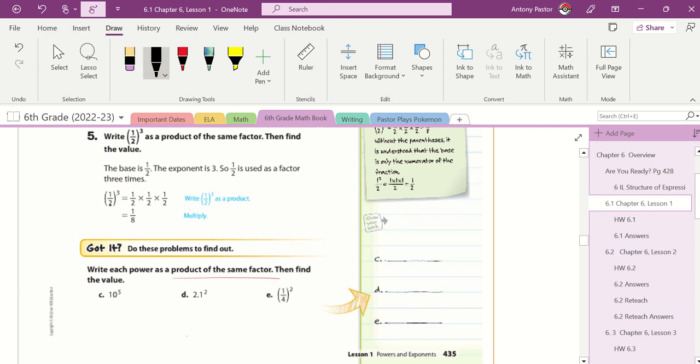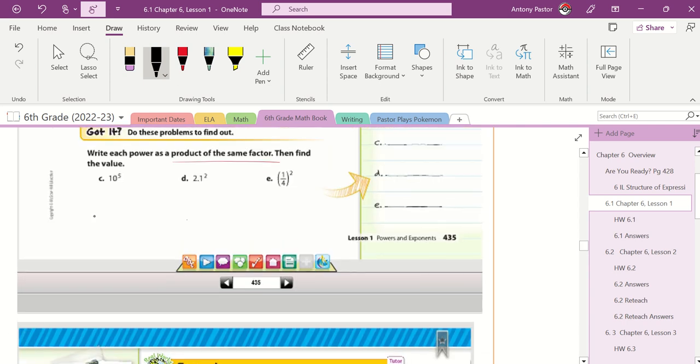And over here, 1/2 cubed means 1/2 times 1/2 times 1/2. It is 1/8. If I multiply 1/2 by 1/2, it becomes 1/4. 2 times 2 is 4. So remember, we multiply straight across. And then 1/4 times 1/2. 1 times 1 is 1. 4 times 2 is 8. It becomes 1/8.